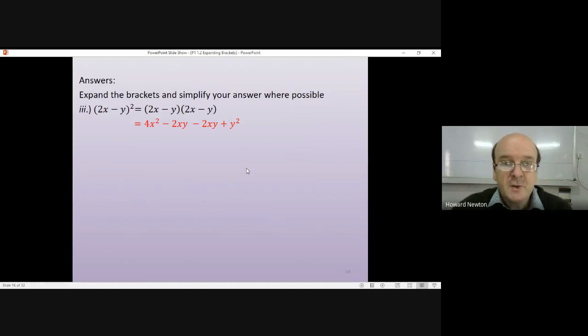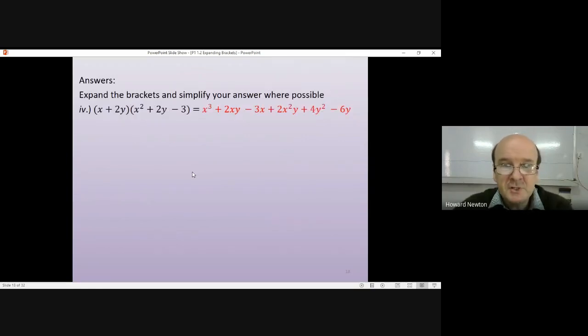Question 3, 2x minus y squared means 2x minus y times by 2x minus y. 2x times by the 2x gives you 4x squared. You get minus 2xy twice, and you get y squared. This time there is something you can tidy up, because you've got the two 2xy's. You can join those together and get minus 4xy.